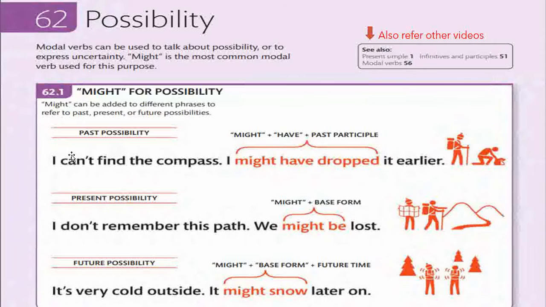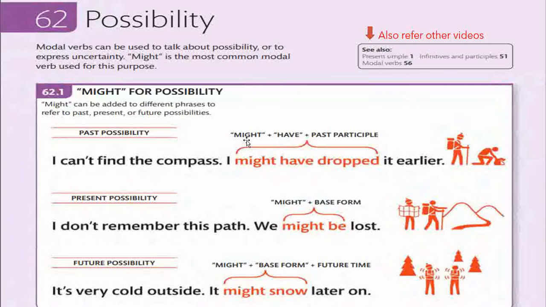Now, let us first explore the past possibility. How is it different from others? We will analyze it. I can't find the compass. Now, this is definitely in the present context. I can't find the compass. I might have dropped it earlier. This construction shows the possibility in the past.